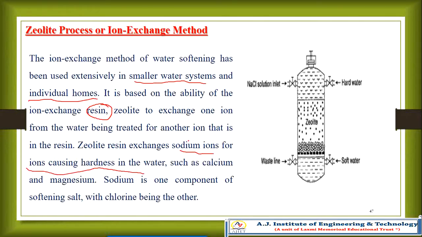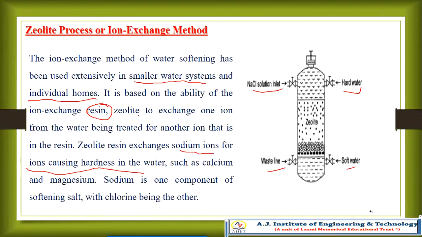Sodium is one of the important components of softening salt, with chlorine being the other. You can see here the NaCl solution inlet. NaCl means sodium and chlorine added together. So sodium, chlorine and hardened water will enter here, and this is the zeolite where the wash line will be, and soft water will come out. That is the process here.